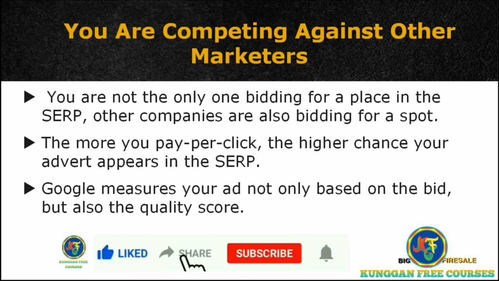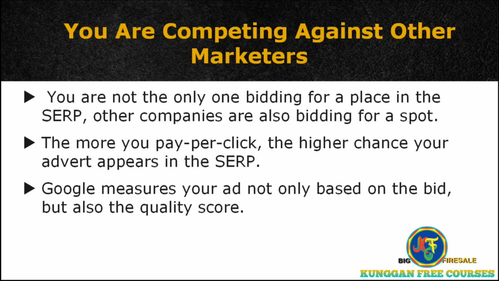Other companies with similar niches can also bid for a spot in the SERP. The truth is, if you want your ad to appear at all, you would have to compete against other marketers. The more you pay per click, the higher chance your advert appears in the SERP. However, unlike real-life bidding, it's not just the highest bid for price that is taken into account for the projection of your ad. Google also measures your ad by quality score, which we will unravel in the next chapter.